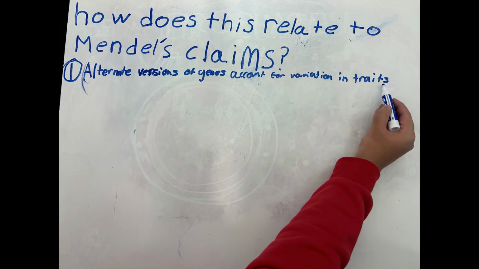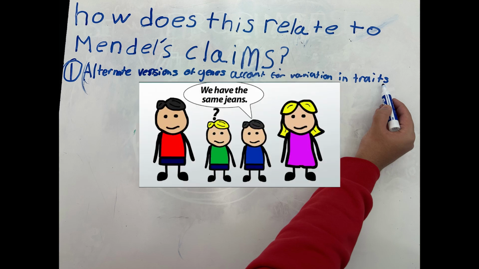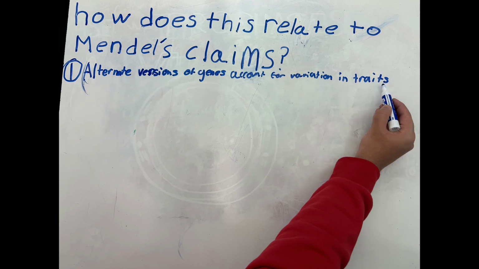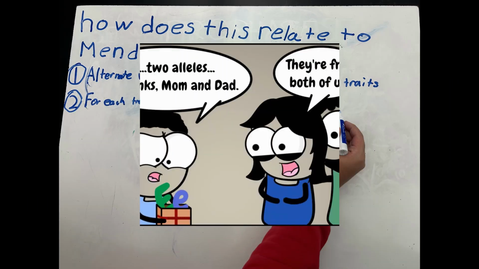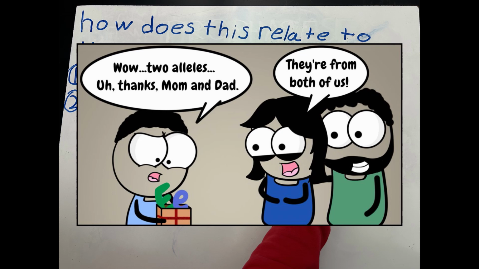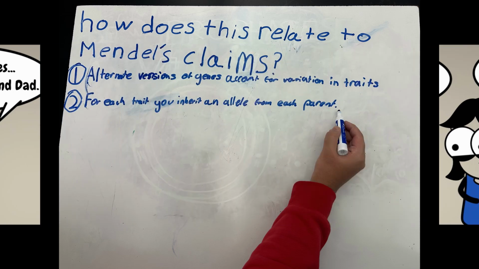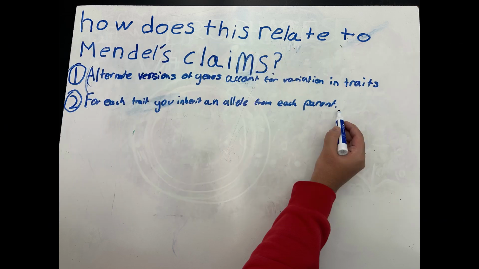And while meiosis itself is an expression of genetic variation, the process introduces combinations of genes, which showcases the alternate versions or alleles in the gametes. Mendel's second claim is that for each trait, you inherit an allele from each parent. And in meiosis, the initial cell inherits 2 copies of each gene, one from each parent, and it transforms from a diploid to a haploid cell.